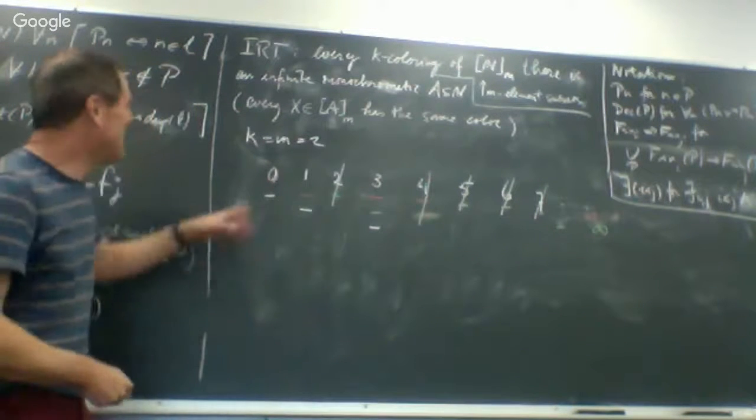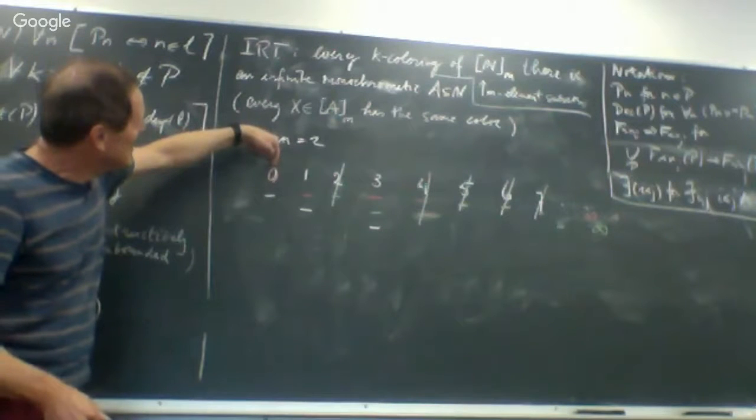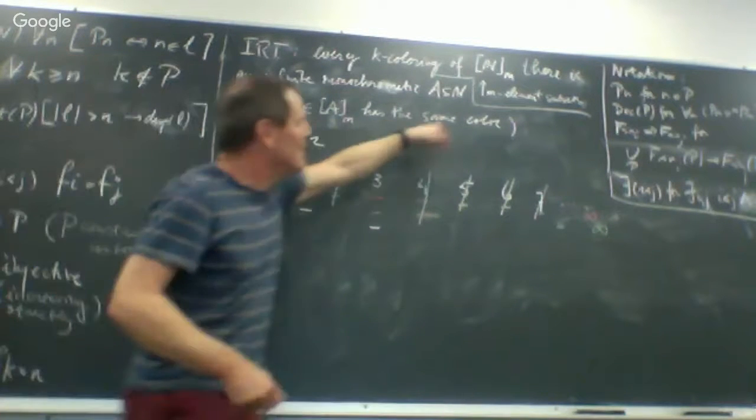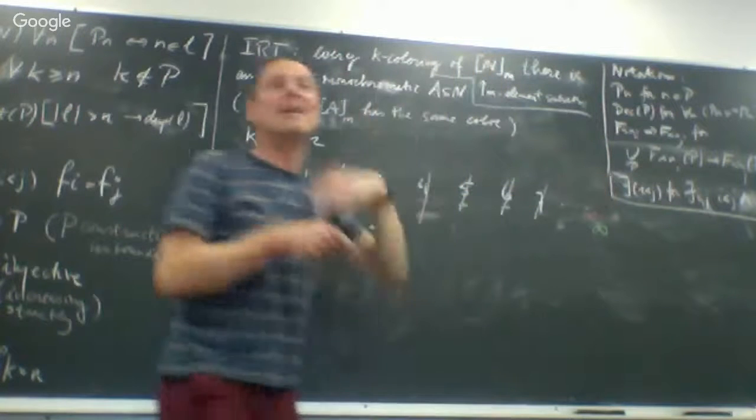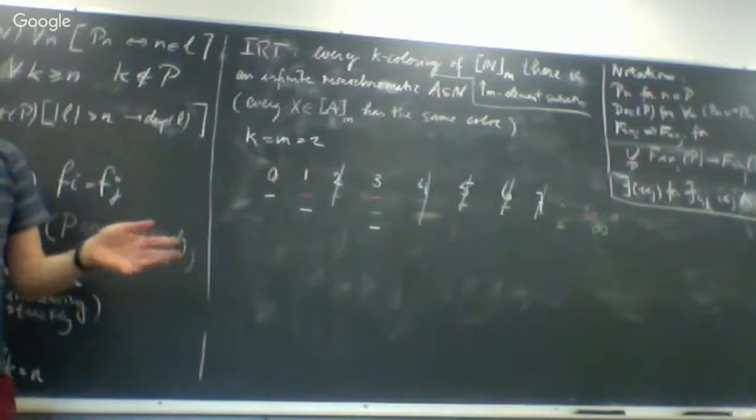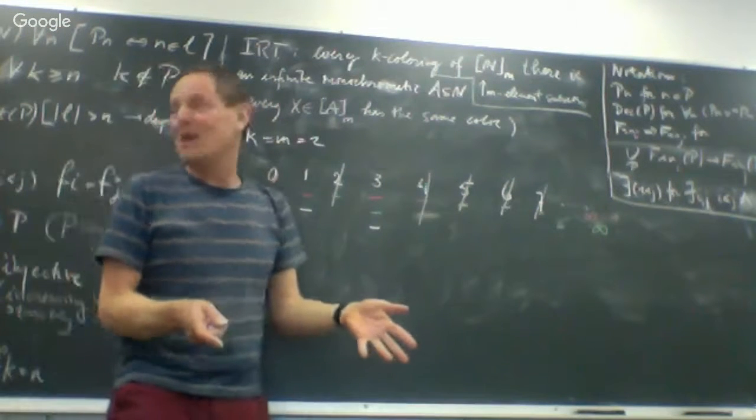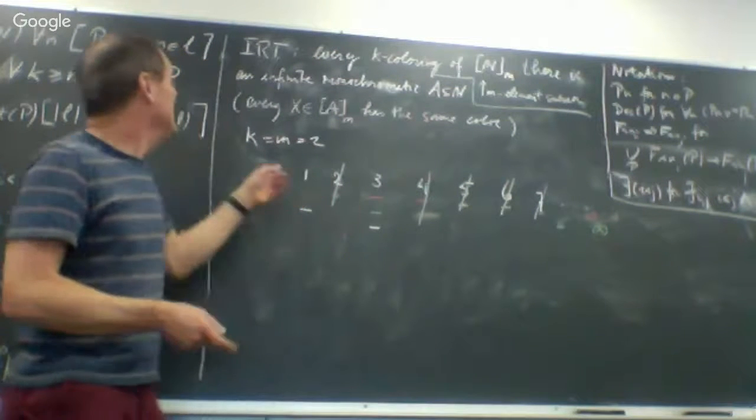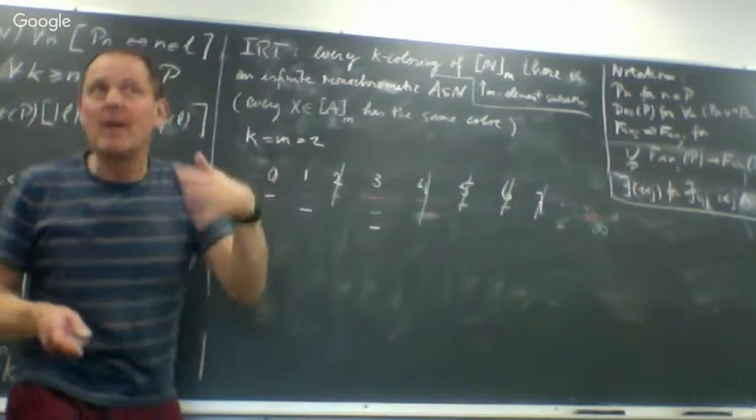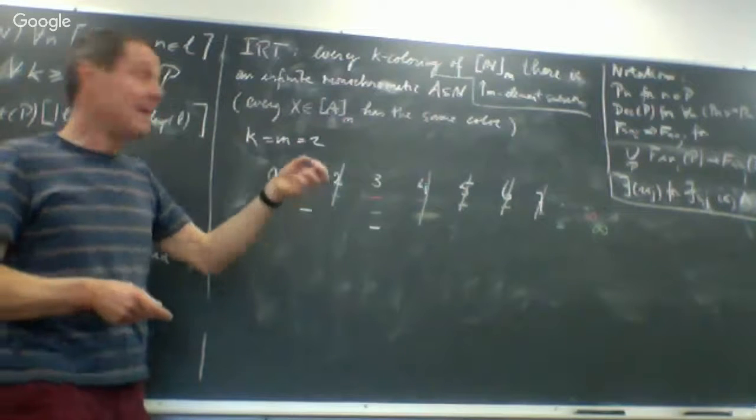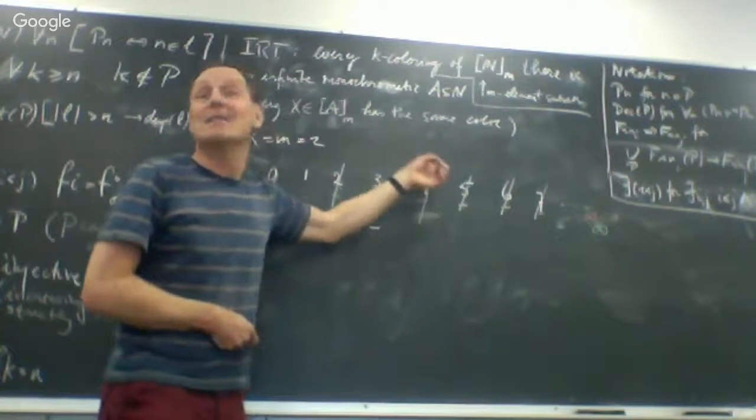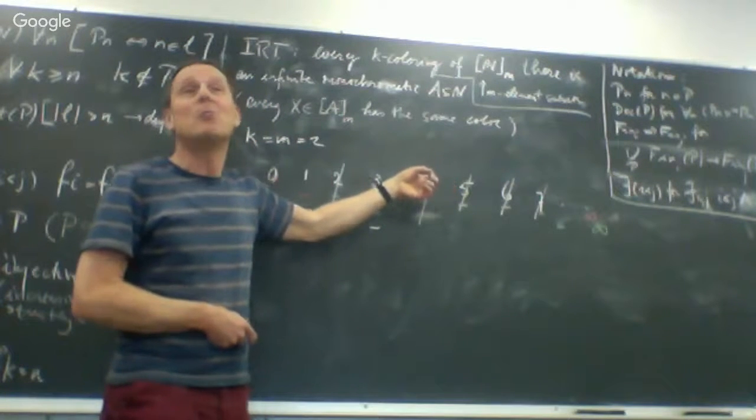I do it once more, and then since, of the elements that are left, they have one of 2 colors, one color occurs infinitely often among them. I pick just one that occurs infinitely often. And that is the infinite monochromatic set.